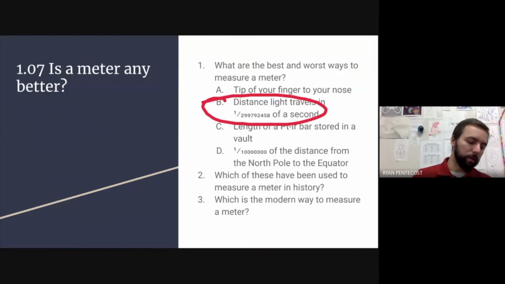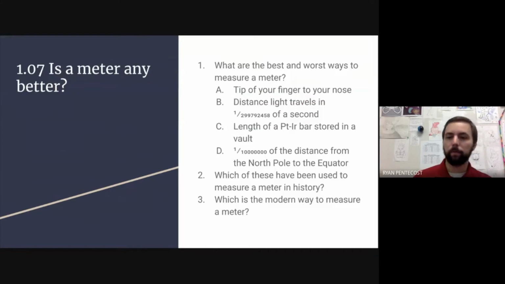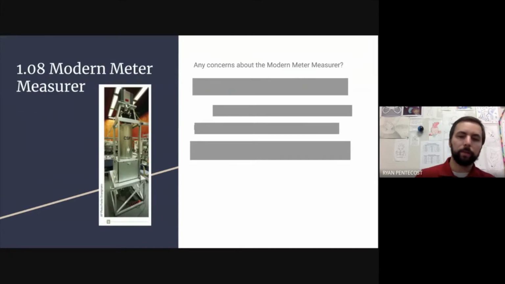All right, so number 2, which of these have been used in measurement history, and which is the modern way to measure a meter? So spoiler alert, we went over this. I should have looked ahead a little bit better. So the modern way to measure a meter is to let light travel for a very small fraction of a second. That's your meter. This is actually a modern meter measurer. This sucker can actually measure a meter. So any concerns about the modern meter measure, put that in the discussion board and we can discuss that.